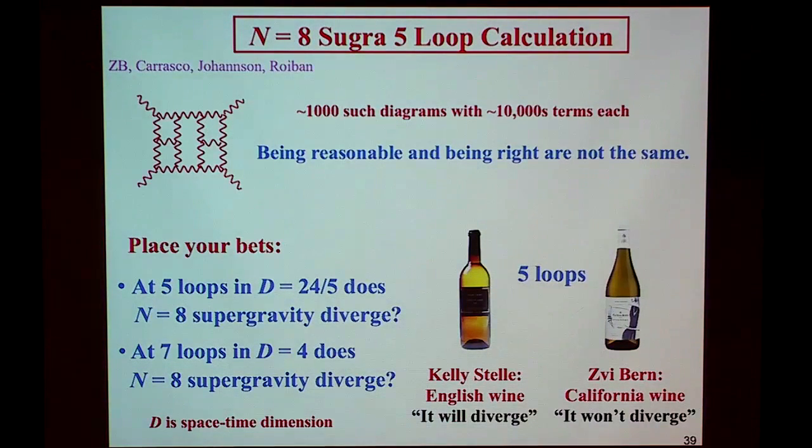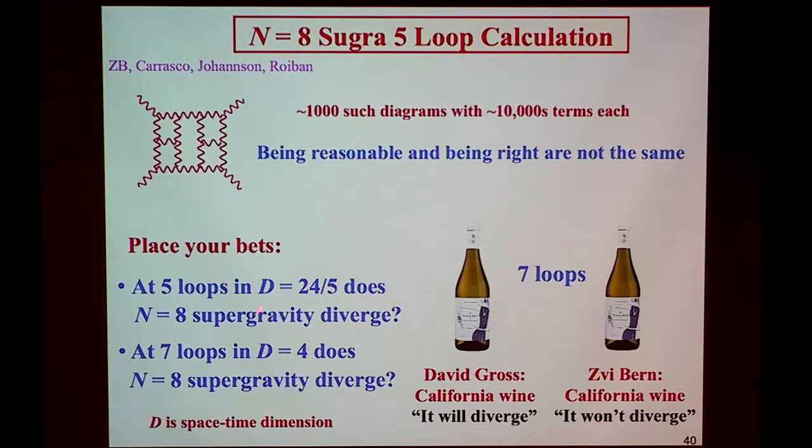Okay, so me being an unreasonable person, I decided it was a good opportunity to make some bets. So first bet I have, at 5 loops in 24/5 dimensions, does N equals 8 supergravity diverge? I'm from California, so I put up California wine. My friend Kelly Stelle, unfortunately, lives in England, so he put up some English wine. And he says it will diverge. I say it won't diverge. Okay, I also made another bet with David Gross.